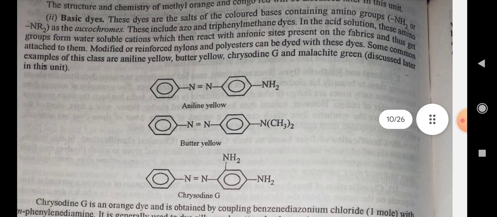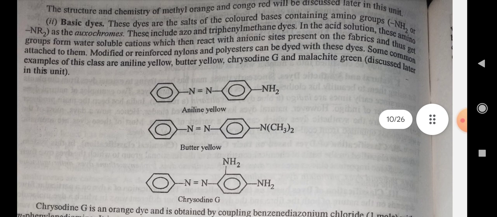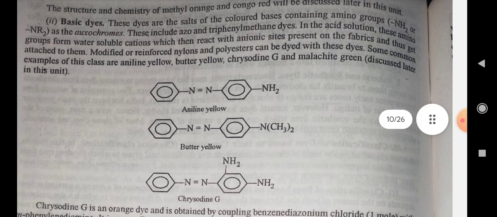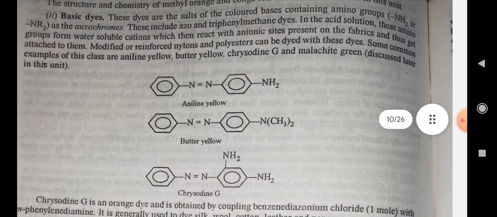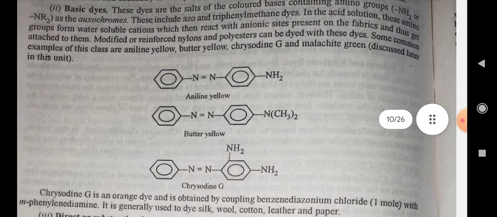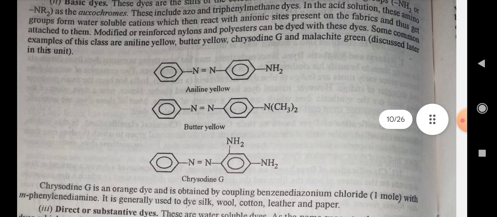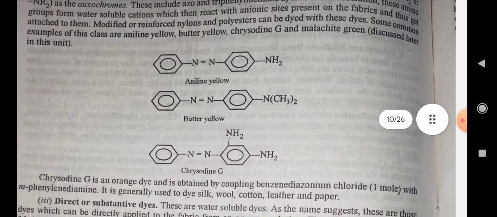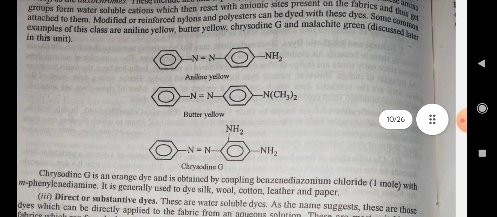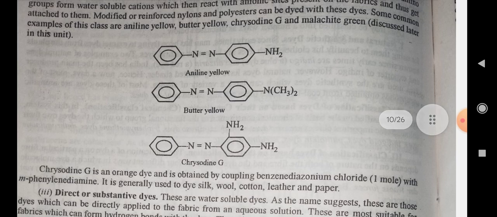Basic dyes. These dyes are the salt of colored bases containing amino groups as the auxochromes. These include azo and triphenylmethane dyes. In the acid solution, these amino groups form water soluble cations which then react with the anionic sites present on the fabric and thus get attached to them. Modified or reinforced nylons and polyester can be dyed with these dyes.